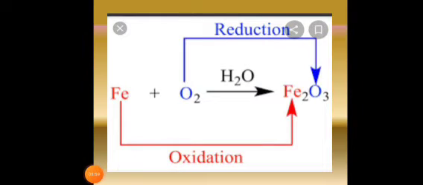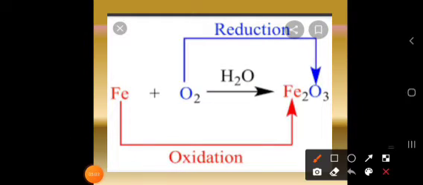So dear students, this is our first example. So let's start this concept, how to understand the reduction and the oxidation process. Here this is Fe, that is iron. When it reacts with oxygen in the presence of water, that is H2O, it gives rise to Fe2O3. This is our chemical equation.